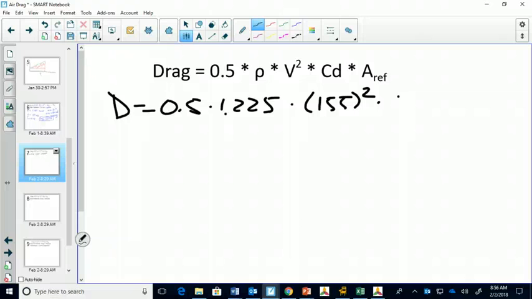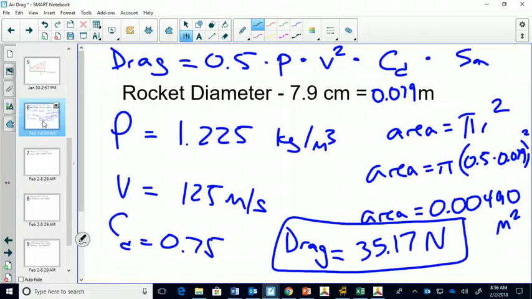What's my drag coefficient? Because we're using the rocket, right? 0.75. And how about my area of reference, my surface area? We found it yesterday, right, guys? Sure. 0.00490, because we used the 0.079 as our diameter, multiplied by 0.5, because we wanted half the diameter, times pi, right? Pi r squared. Making sure you guys are with me here. 0.00490.